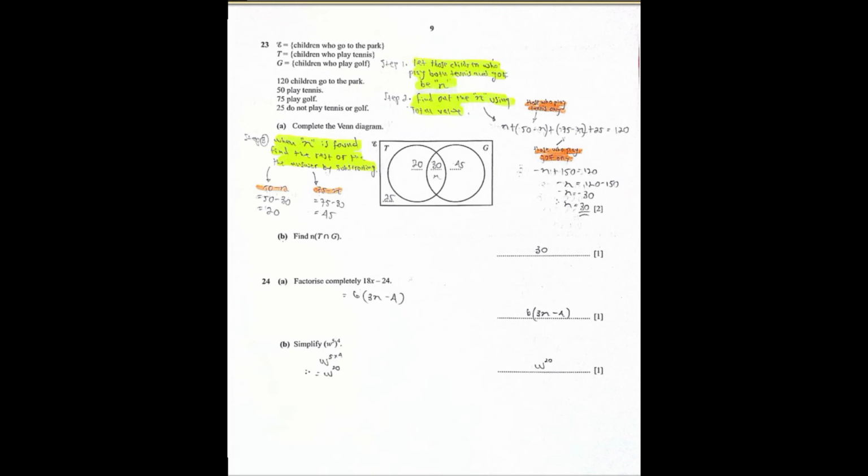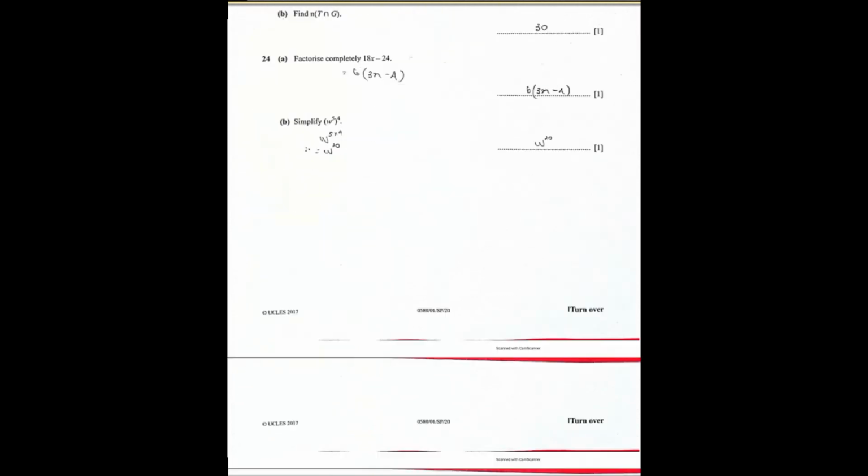24b, simplify w to the power of 5, all to the power of 4. If you encounter this kind of question where they have a power with an open and close bracket and another power, the key to solve these questions is to always multiply those two powers together. So 5 times 4 gives you w to the power of 20 as our final answer.